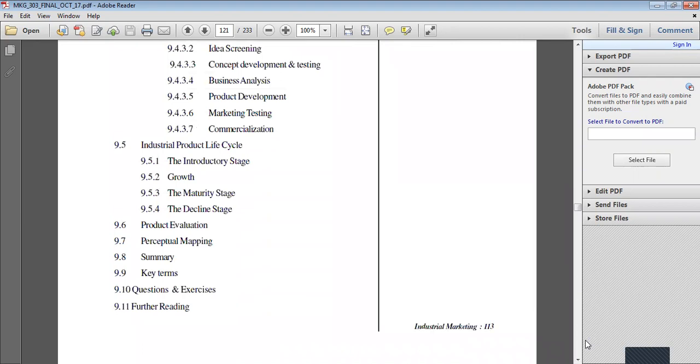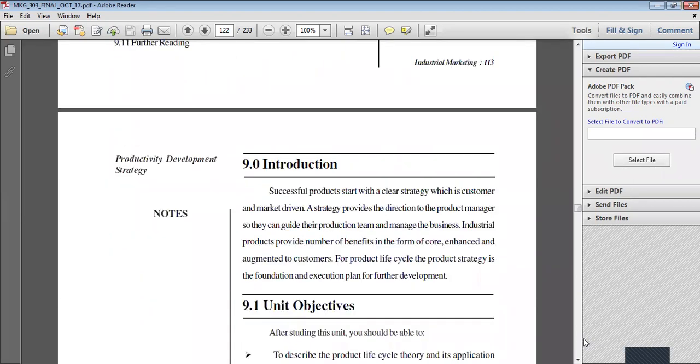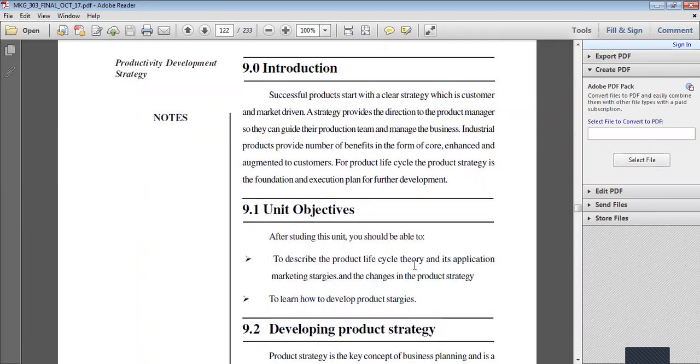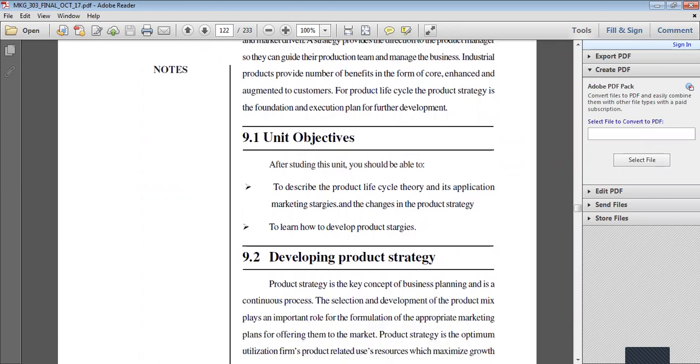Product development strategy. The main objective of this chapter: after studying this unit, we should be able to describe the product life cycle theory and its applications, marketing strategy, and changes in product strategy. To learn how to develop a product strategy: what is meant by product strategy? Product strategy is a key concept of business planning, and it is a continuous process.